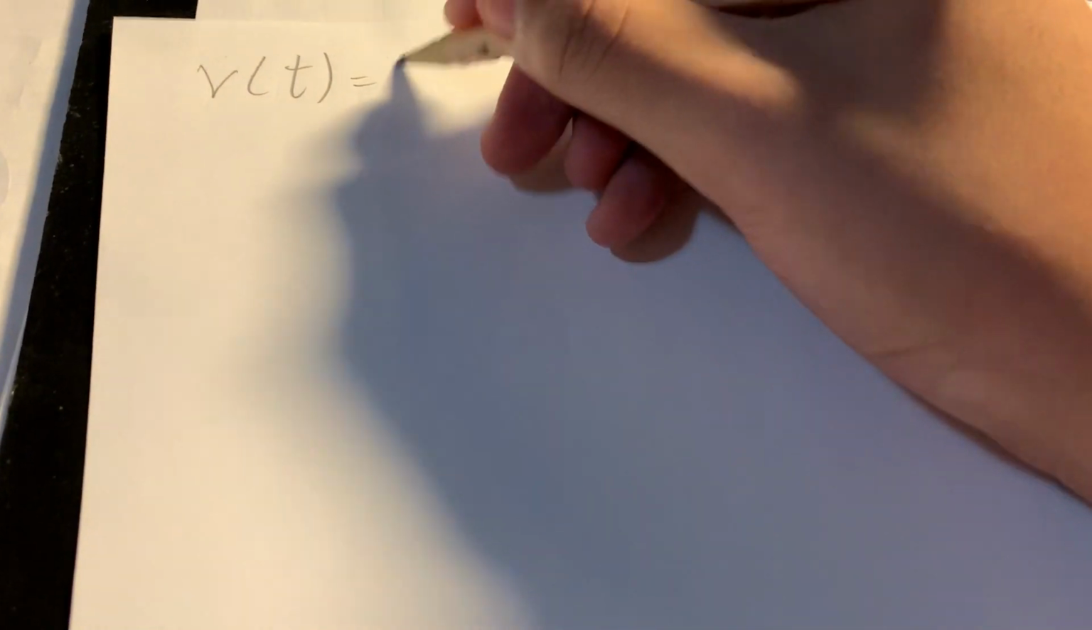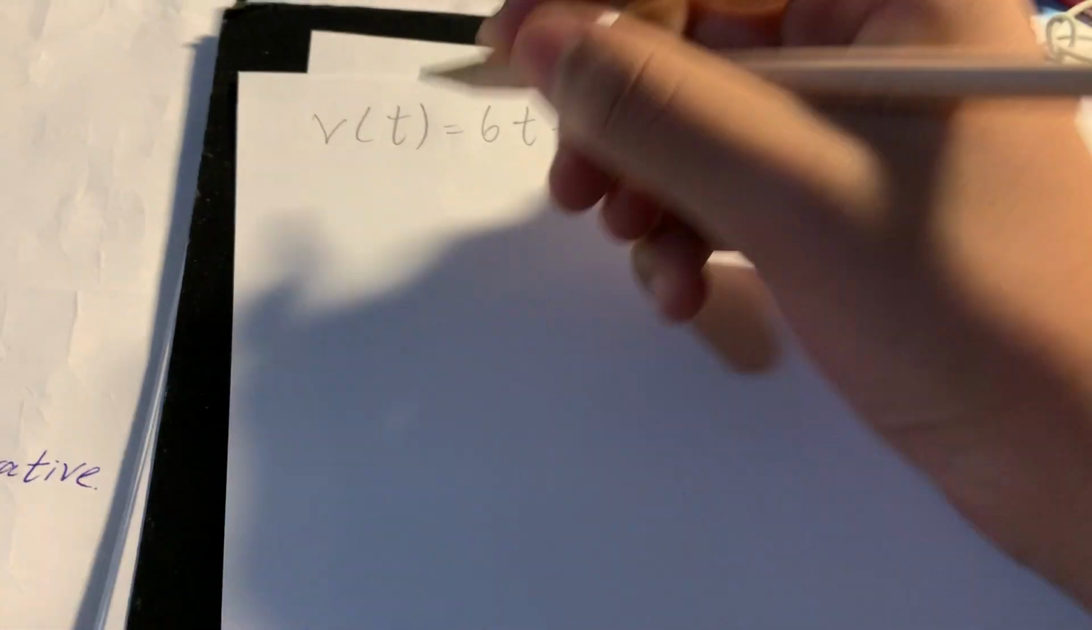So let's see problem 6. A particle moves along the x-axis. The velocity of the particle at time t is 6t minus t squared. What is the total distance traveled by the particle from time t equals 0 to t equals 3? Well, in this case, we need to find the antiderivative. Since we know the velocity is equal to this, we are required to find the distance.